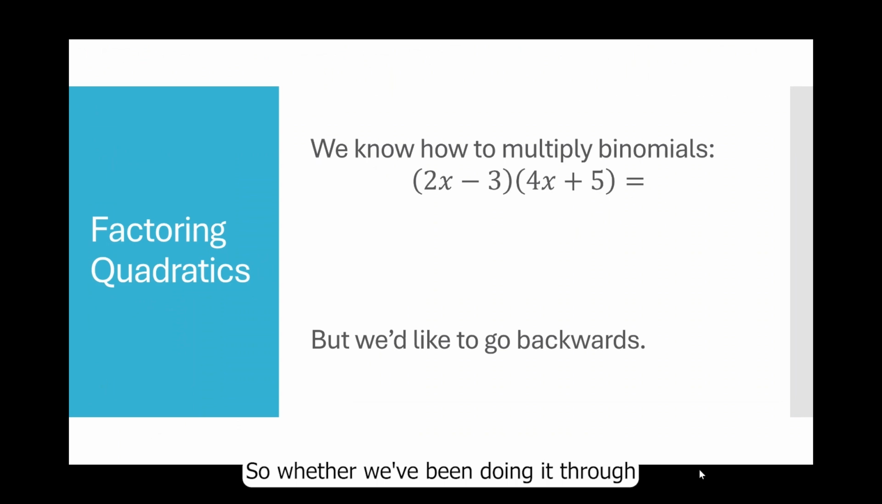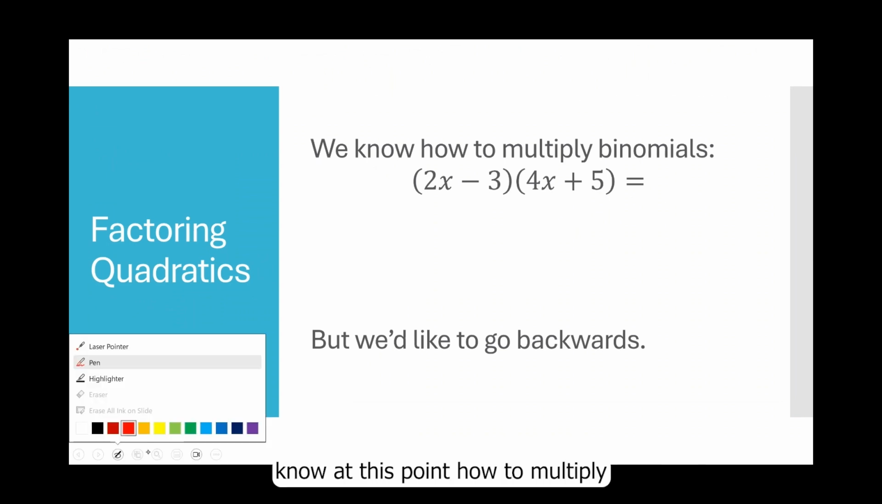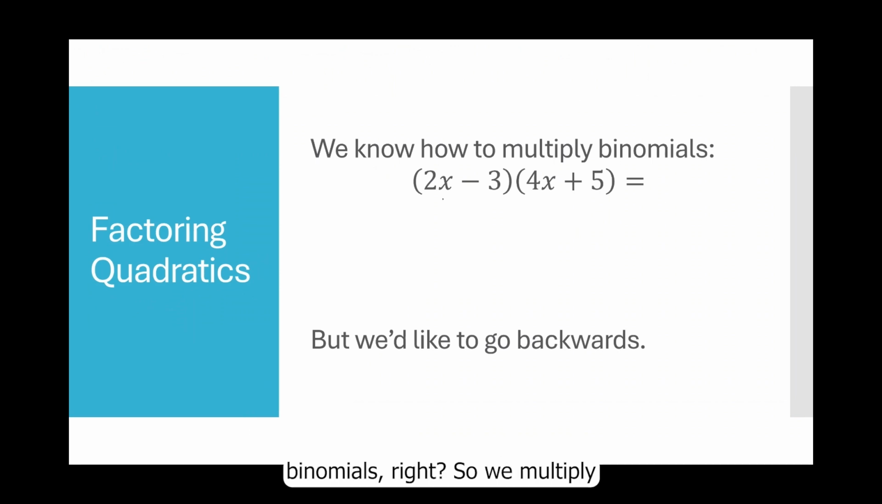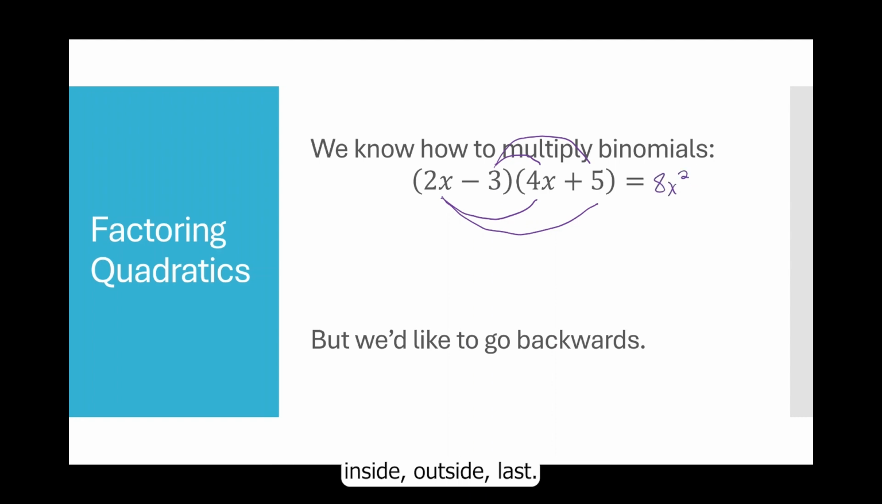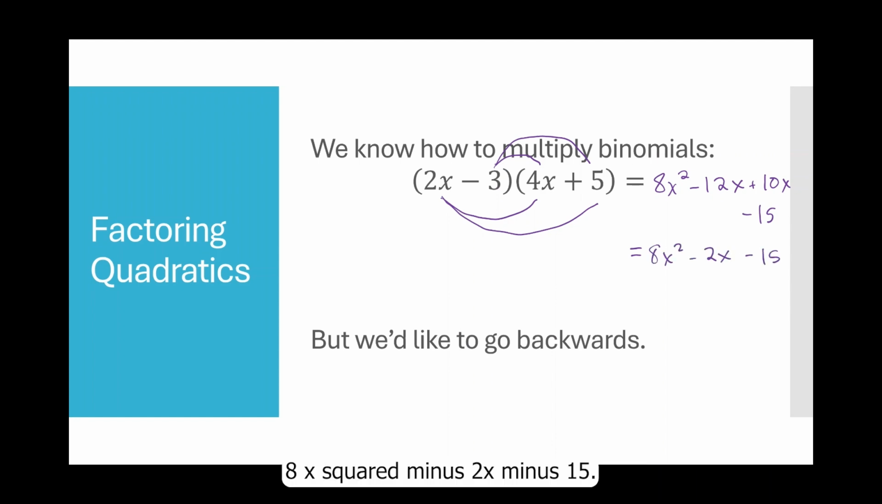So, whether we've been doing it through FOIL or through the box method, we should know at this point how to multiply binomials, right? So we multiply all the parts of the first binomial with all the parts of the second binomial to get an answer. If you're doing FOIL, you're like first, inside, outside, last. And then you would simplify it if you're able. So this one would come out as 8x squared minus 2x minus 15.